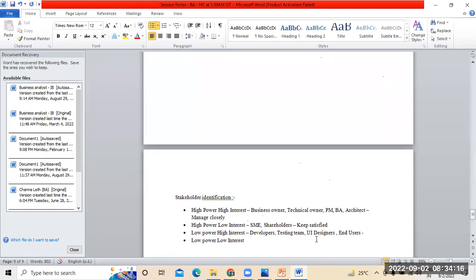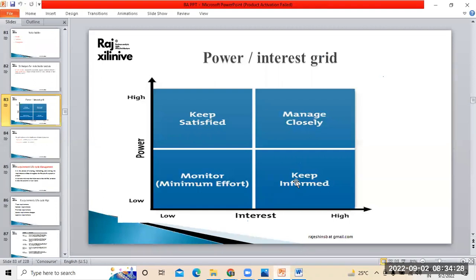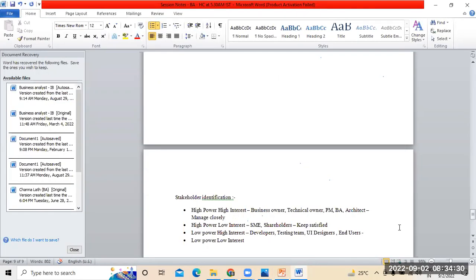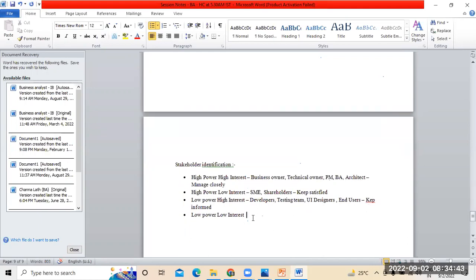End users are people who, at the end of the day, work on the application. These people we call low power and high interest people. These come under the low power, high interest category. So we have to inform them of the changes and the activities we are performing in reference to the project. That has to be informed to these people at regular intervals. This is what low power, high interest generally stands for.